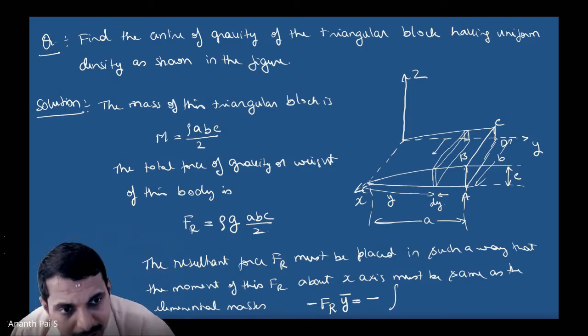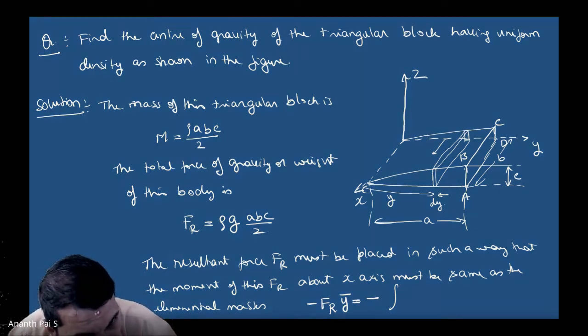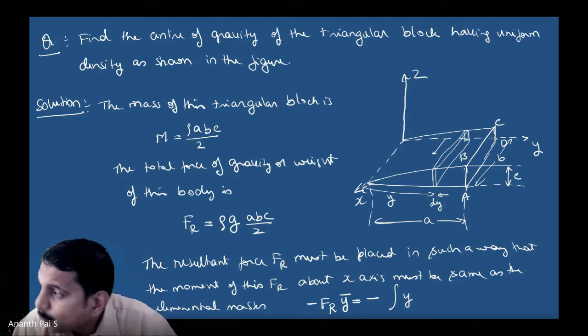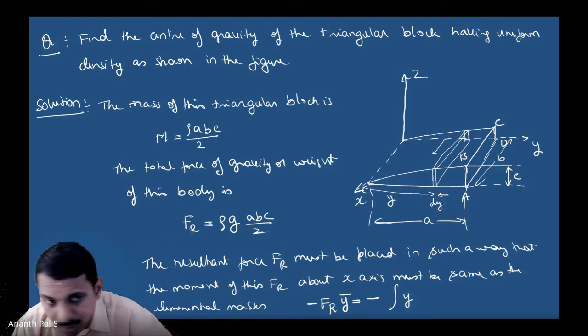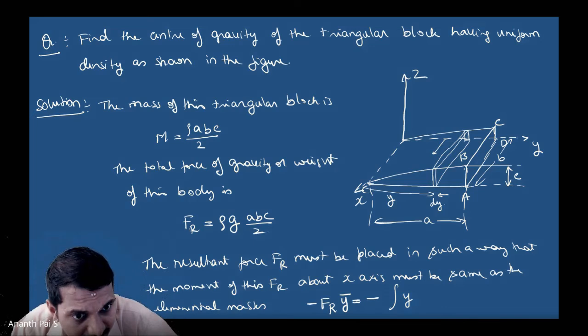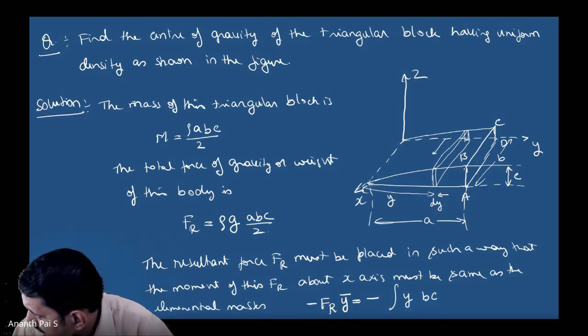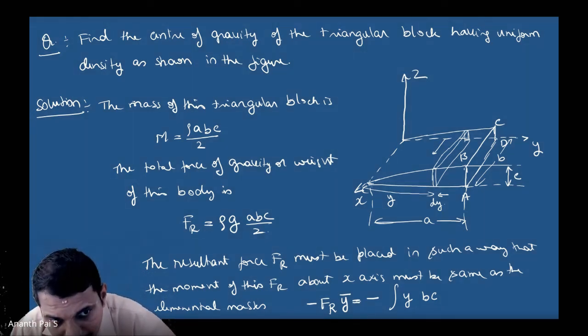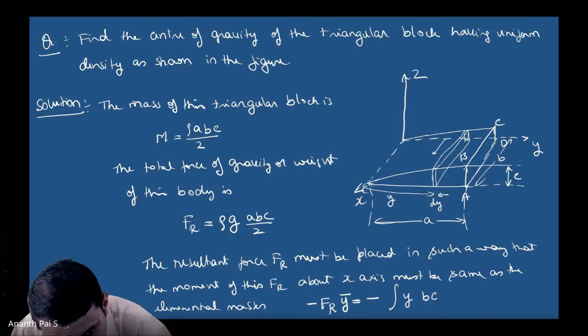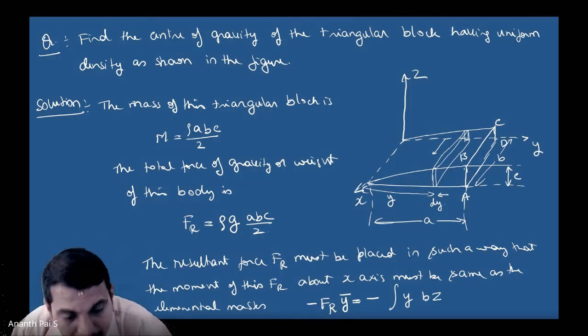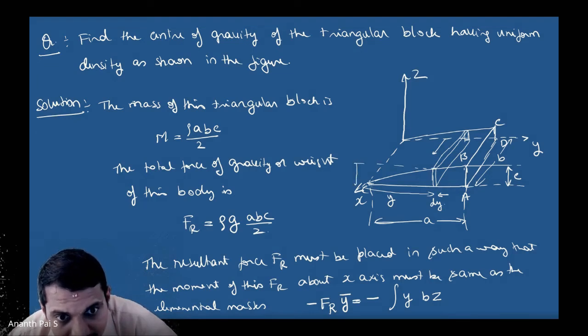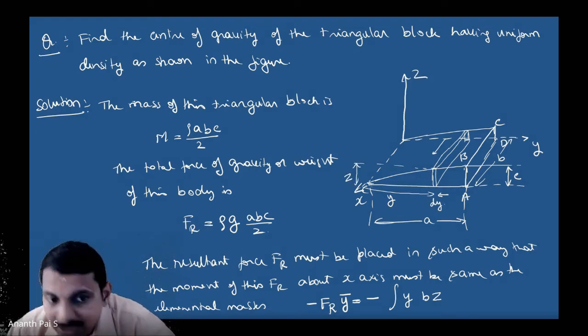What is a small element? The distance to the small element is y, and what is the volume of that? If you understand that, it is b into c. Observe that it is b into c. Correct? Or is it b into c? No, it is b into z, because z is this length. Let me call this length z.